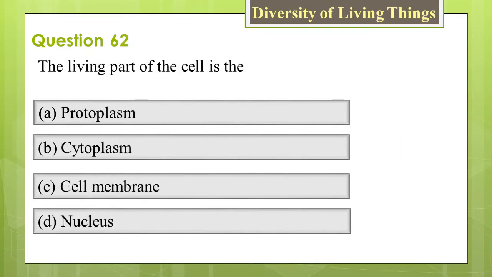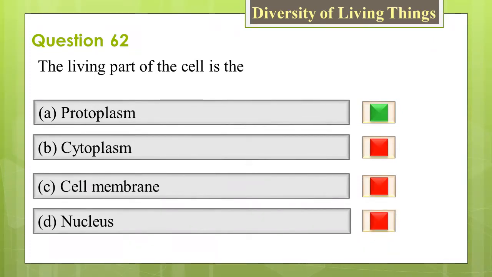Question 62. The living part of the cell is the A, protoplasm, B, cytoplasm, C, cell membrane, D, nucleus. Which of the following alternatives is the best alternative? The best alternative is A, protoplasm.